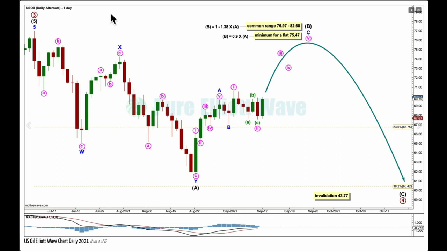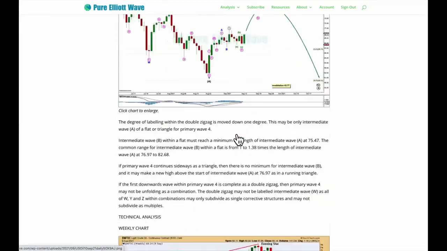And so notice that B can make a new price extreme beyond the start of A, as in an expanded flat. A new high above here doesn't mean that primary 4 has to be over. We would use classic technical analysis techniques to identify a B wave. There should be something wrong or off about B waves. They should exhibit weakness, particularly in volume and momentum, and may exhibit some bearish divergence between price and RSI or price and stochastics. So if we do see a new high above this point for oil, then I would consider discarding this wave count if there is strength in upward movement, but if there is weakness, I may continue to keep it.